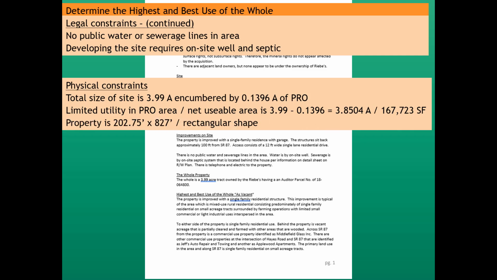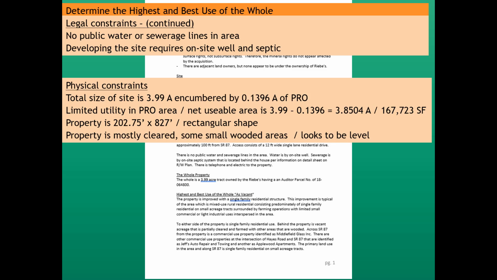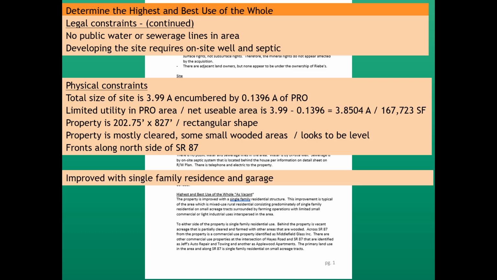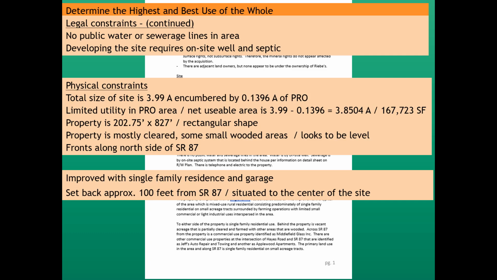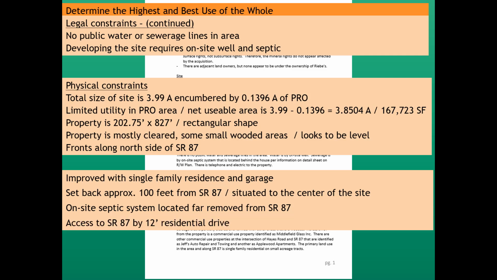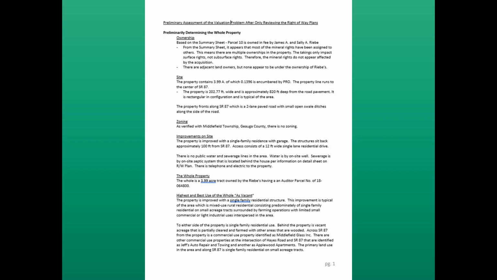167,723 square feet. Property is 202.75 feet wide by about 827 feet deep. It is rectangular in shape. It's mostly cleared. There's some small wooded areas. Looks to be mostly level. It fronts along the north side of State Route 87. It's improved with a single-family residence and garage that's set back approximately 100 feet from State Route 87, situated towards the center of the site. There's an on-site septic system located far removed from State Route 87, and access to the property off State Route 87 is by a 12-foot residential driveway.